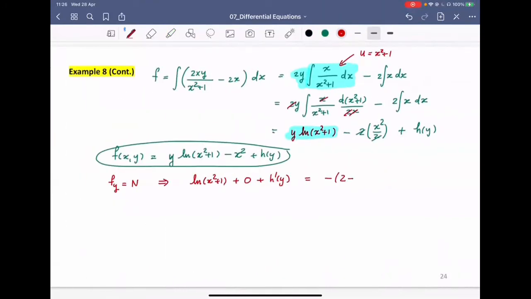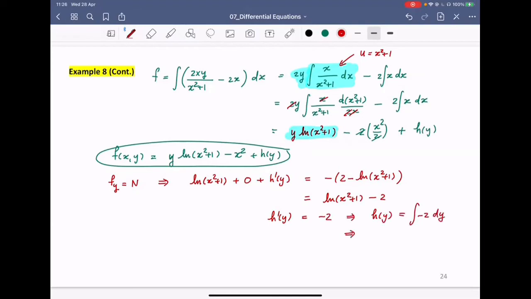Negative 2 minus log x squared plus 1. Okay, now it's just time to solve for h. On the right hand side, you get log x squared plus 1 minus 2. Okay, that means h prime y equal to negative 2. And that means h(y) equal to integrate negative 2 dy.